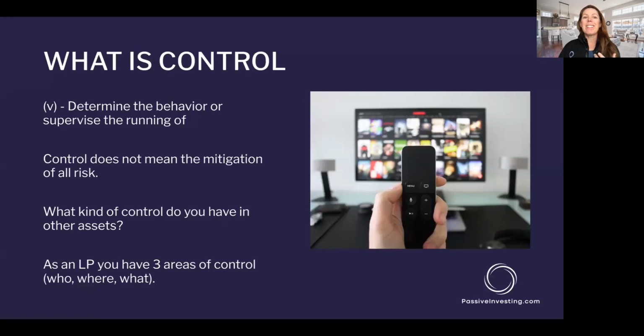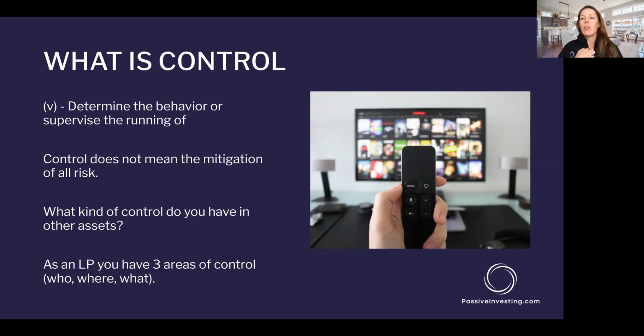So we're talking about control. But first, let's define what control is. It's a verb. It means determine the behavior or supervise the running of. It does not mean mitigation of all risk. You cannot possibly eliminate all risk. So control means you're looking at the behavior, you're supervising the running of it, and nowhere in here does it mean elimination of all risk.